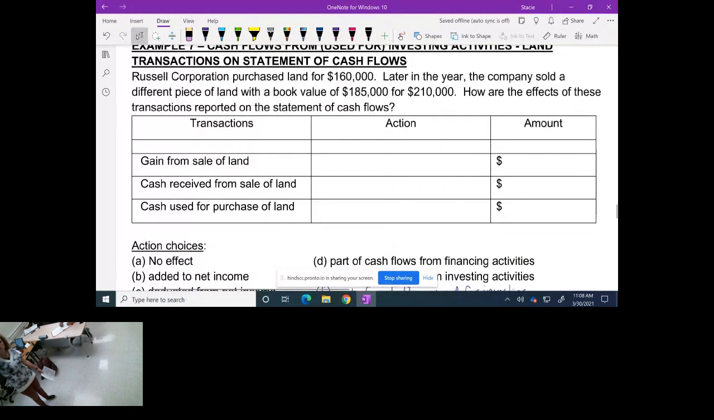We're going to look at each one of these based on the information they gave us and figure out where it would go. So, we've got Russell Corporation. They purchased land for $160,000. Later in the year, they sold a different piece of land. It had a cost of $185,000. They sold it for $210,000. So how are the effects of these transactions reported on the statement of cash flows? The gain on the sale of the land, where would we show that? What section would that go in?